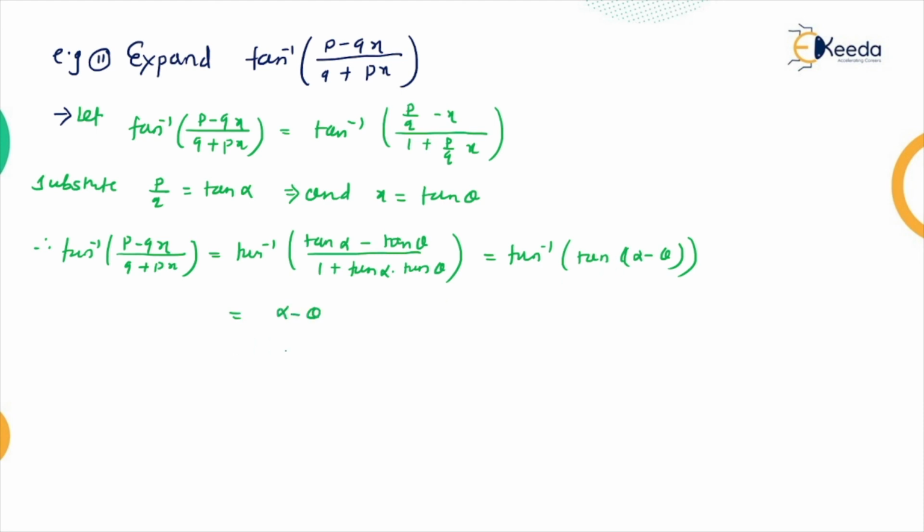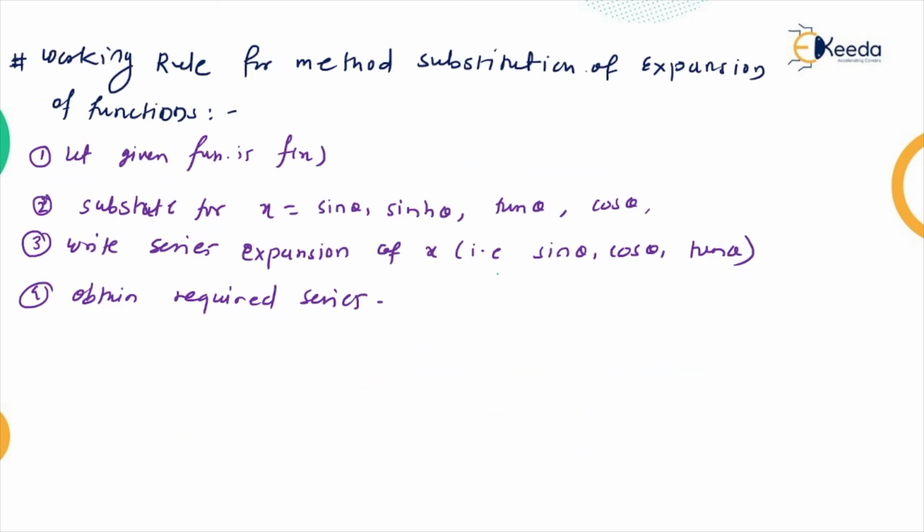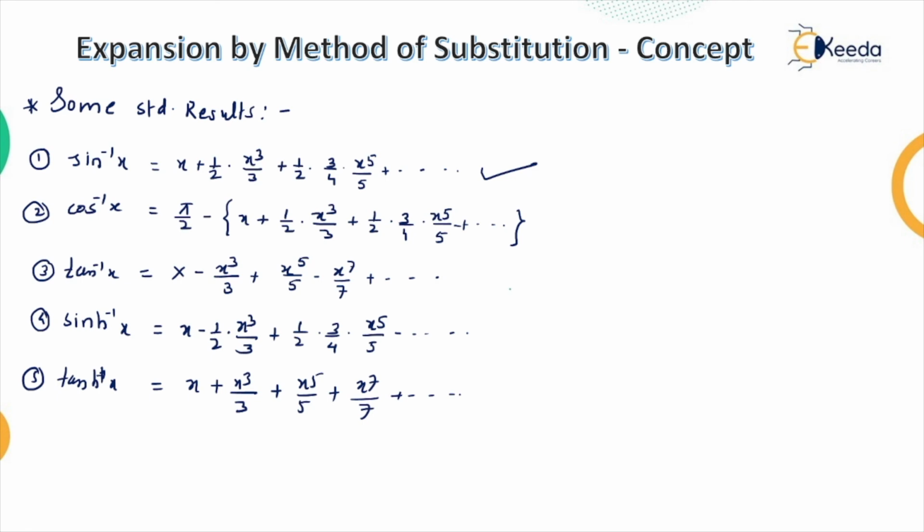And you know very well, guys, alpha minus theta is equal to alpha, that is tan inverse of p by q, minus tan inverse of theta, that is x. So I am writing here tan inverse of p divided by q minus the series expansion of tan inverse of x. So let's see what the series expansion of tan inverse of x is. You have to use this formula, guys, for the series expansion of tan inverse x.